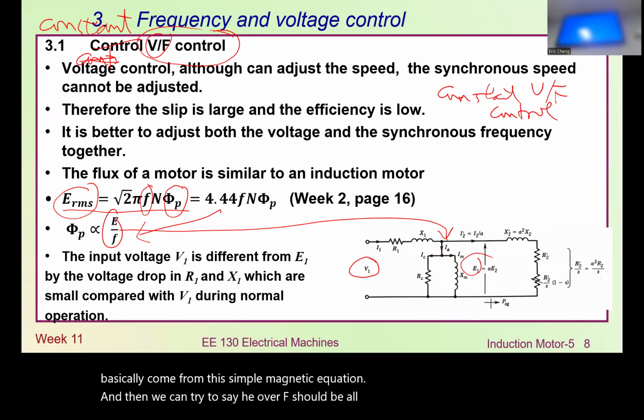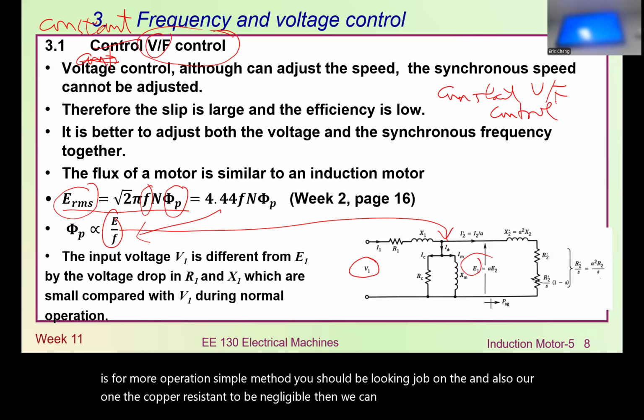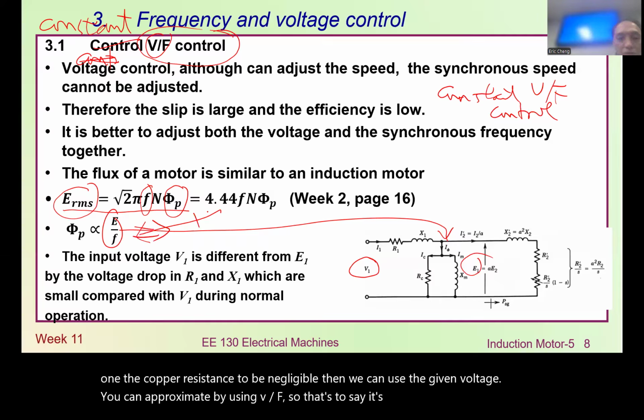To do this, for motor operation, a simple method is to make the voltage drop on the leakage inductor and also R1, the copper resistance, negligible. Then we can use the V1 voltage, the input voltage, to approximate it. So you can approximate by using V over F. That's to say V1 over F becomes equal to a constant.